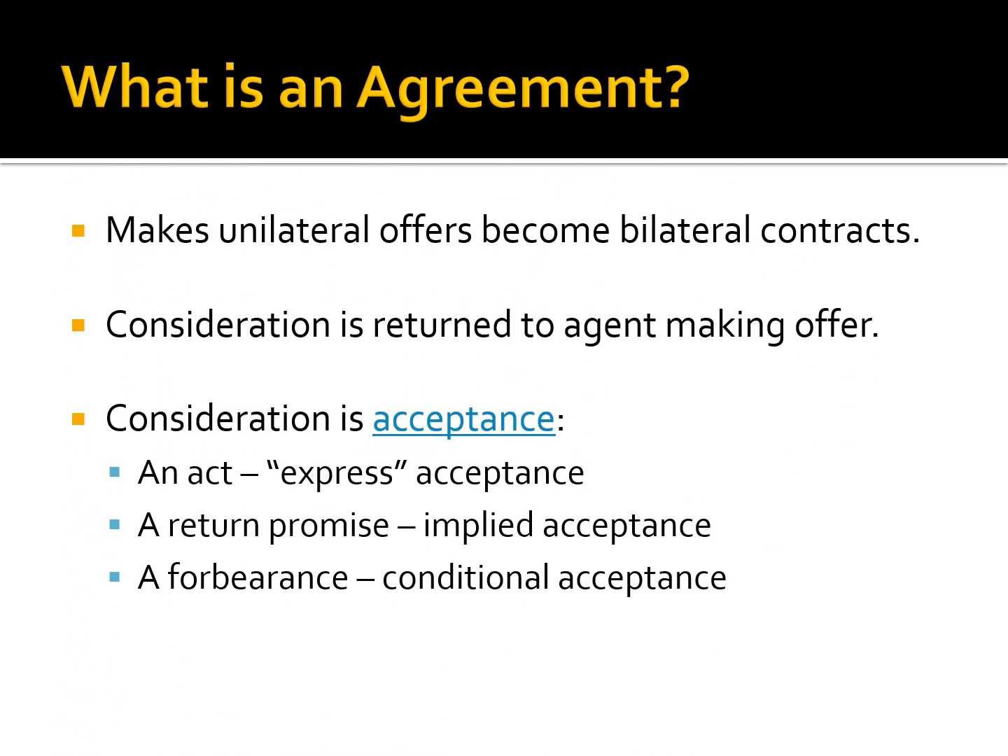So what is an agreement? Basically, an agreement makes a unilateral offer become a bilateral contract. It's where consideration is returned to the agent or the person making the offer. So consideration is acceptance of an offer. And there's basically three ways to do this. You can have expressed acceptance, where there's written or verbal agreement to the agreement. There's implied acceptance, which is a return promise. And there's forbearance, which is a conditional acceptance.